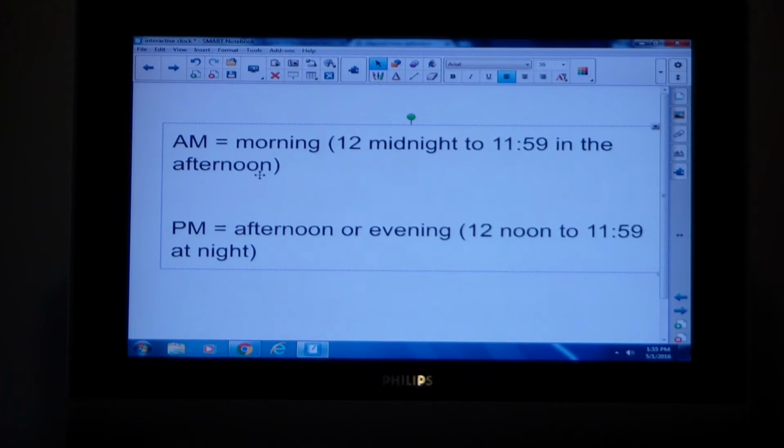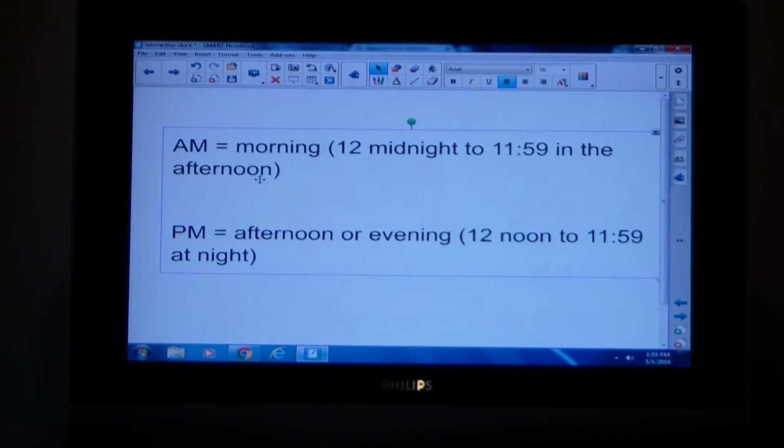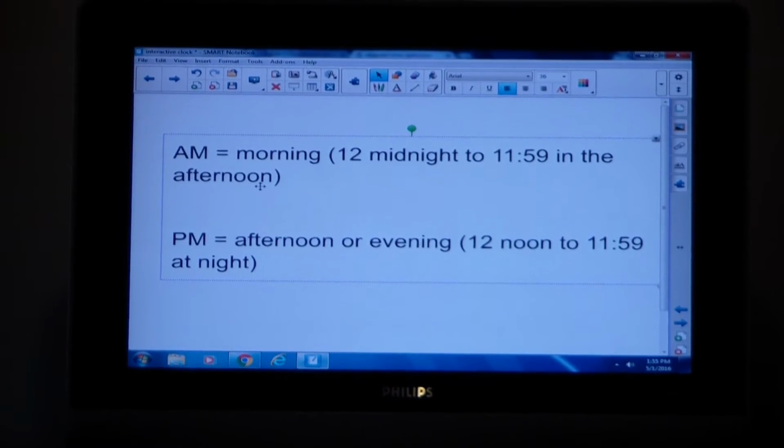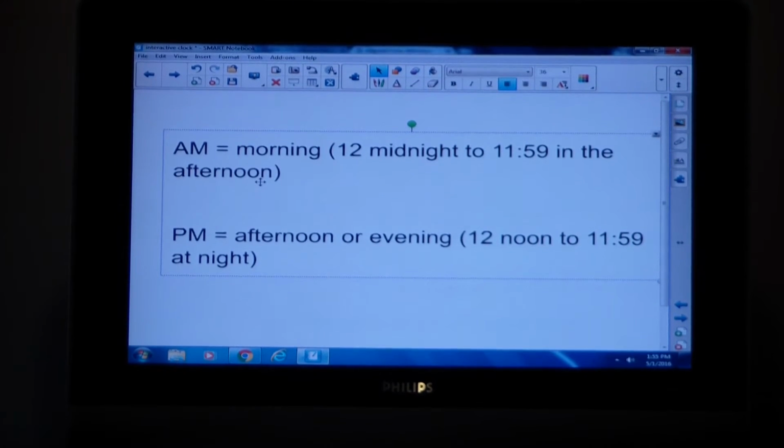You also remember that AM is in the morning time. It runs from 12 midnight to 11:59 in the afternoon. You know that PM is in the afternoon or evenings, and that runs from 12 noon until 11:59 at night.